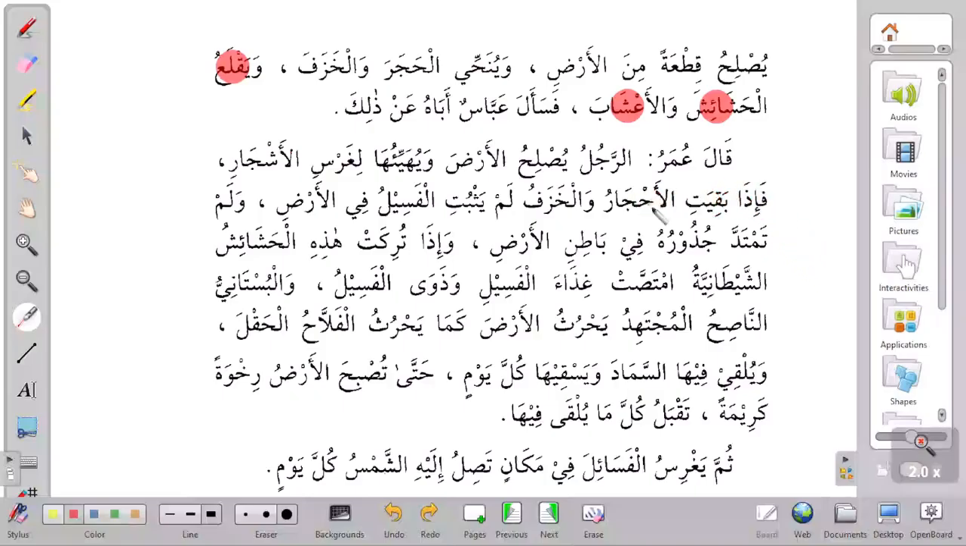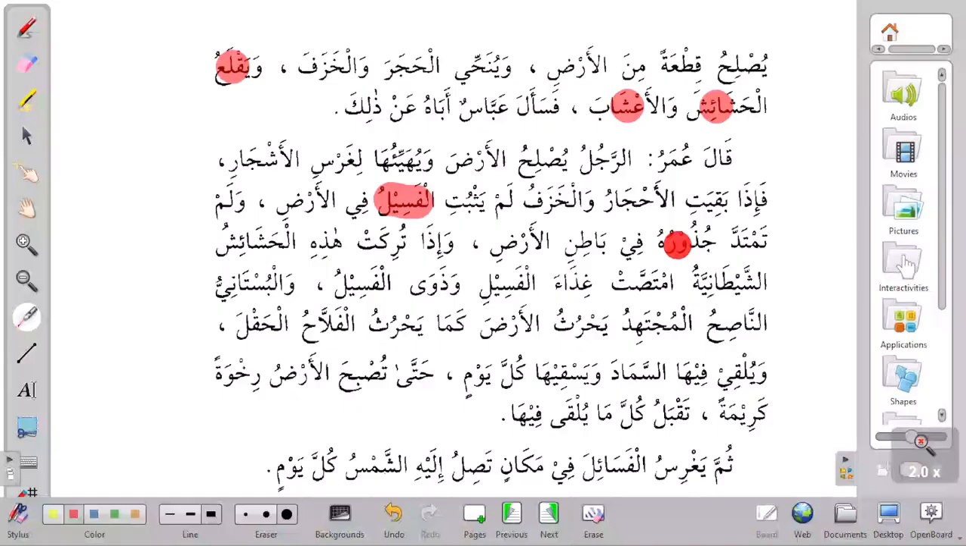Fa idha baqiyatil ahjar, if the ahjar, the stones, should remain, wal khazaf, and then the ceramics, lam yathbutil fasilu fil ard. The fasil, the sprout, the thing that you implant. If you come and dig the hole and you are implanting the small seeds, the sprout that you put for it to germinate and grow up, lam yathbut fil ard, it won't be firm in the earth. So that's why they are removing the stones. If the stones are not removed, it will not be firm in the earth. Walam tamtadda. And then the juzu, the singular is jizrun, which means the root.